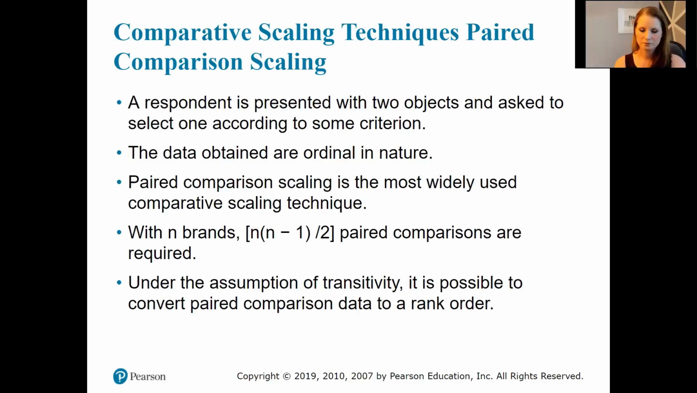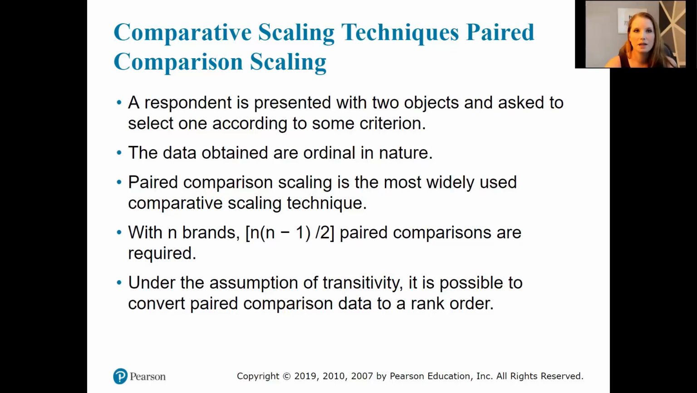So the first type we're going to talk about is paired comparison scaling. In this case, our participant is presented with two objects. So let's go back to comparing advertisements for a nonprofit. Instead of doing an experiment, this time we're going to put it in a survey.